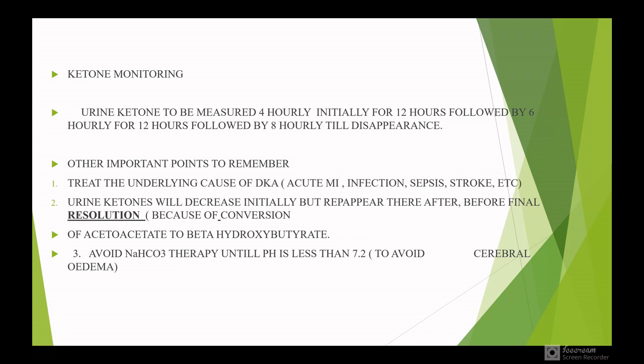Another important point to remember is to treat the underlying cause of DKA, which can be acute myocardial infarction, sepsis, stroke, etc. These are the precipitating factors that can lead to DKA. We have to check and treat these causes also. Urine ketone will decrease initially but reappear thereafter before the final reduction because of conversion of acetoacetate to beta hydroxybutyrate. Avoid NaHCO3 therapy until pH is less than 7.2 to avoid cerebral edema, as it can cause cerebral edema, so it is better to avoid.